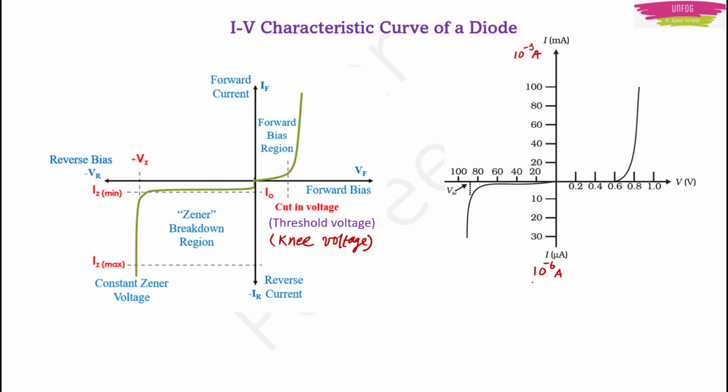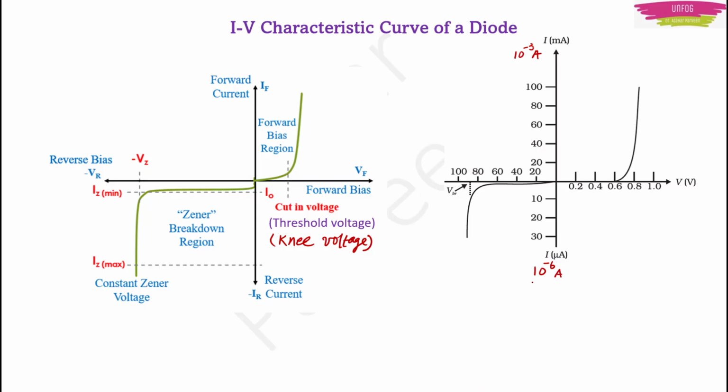Even if you increase the voltage, that current is not going to change unless you increase the temperature. For every 10 degrees centigrade of temperature, that current, known as saturation current or I0, will become double. Okay, every time. So if you increase this voltage more and more in reverse bias, at a particular voltage a large number of electrons and holes are produced.